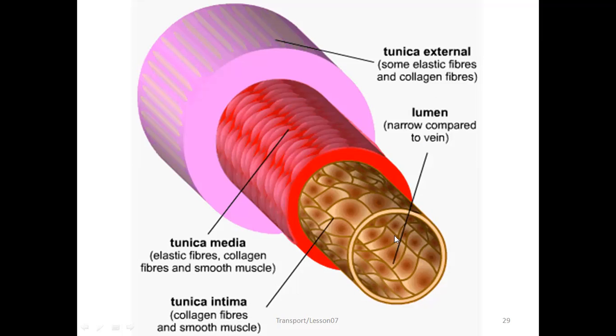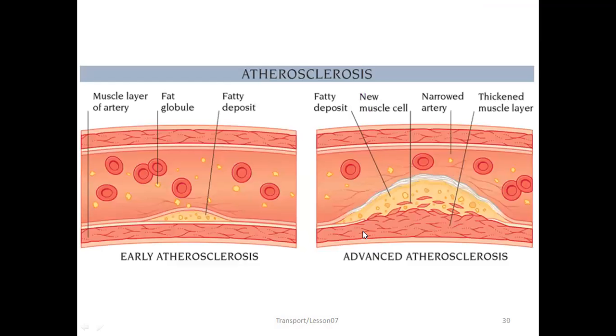This is the lumen, the cavity, the tube. It is narrower in the arteries as compared to the veins. These three layers are present in the vein also. In the capillary, only this layer is present.